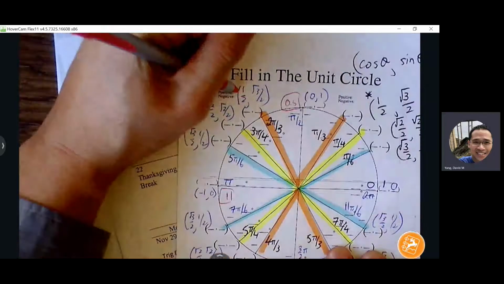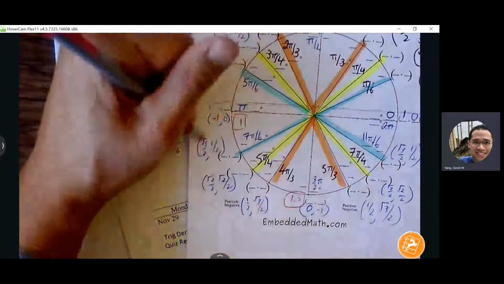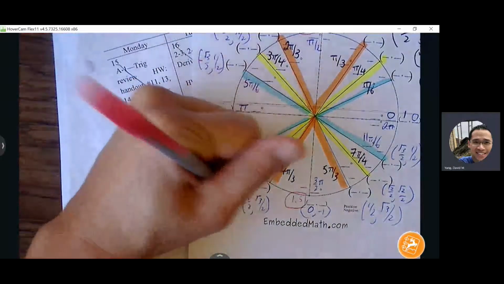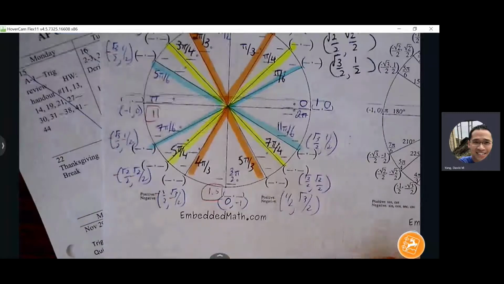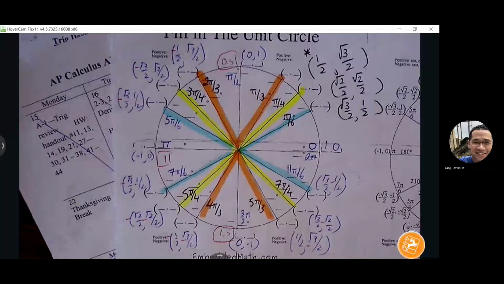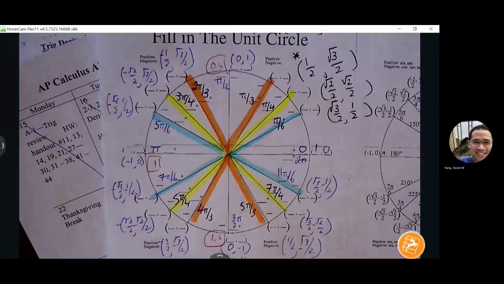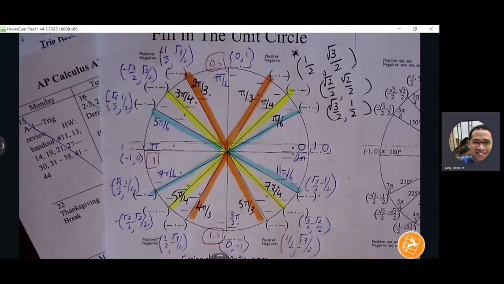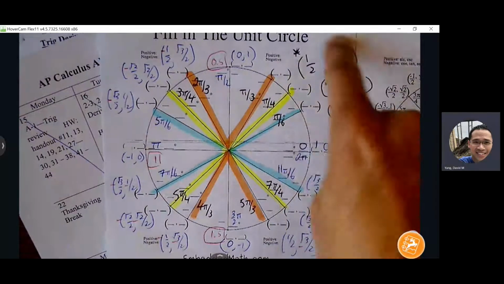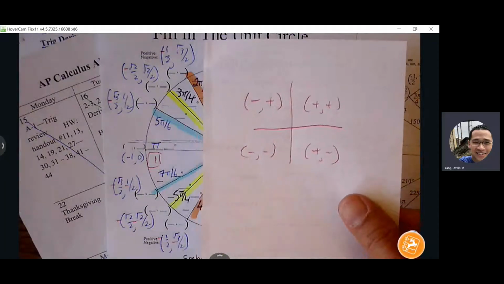Second quadrant, we want all the x values to be negative. Third quadrant, we want all the x and y values to be negative. And in fourth quadrant, we want just the y values to be negative. Okay, so there we have it. Fill out the unit circle. Hopefully you feel like it's just a minimal amount of memorization that you have to know, and the rest you're just following the pattern around the circle, adding fractions and copying and understanding what the signs are going to be with each quadrant.